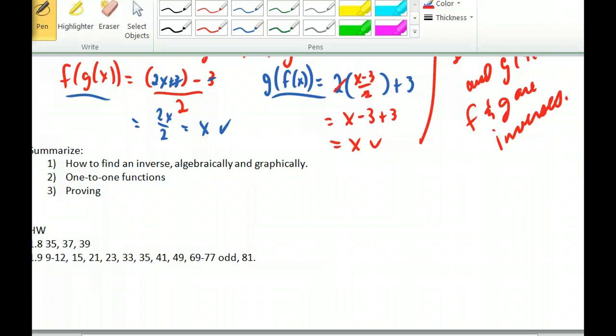Okay, now what you can do for yourself is summarize how to find an inverse. We want to do it algebraically and graphically. Remember that this we reflect over y equal to x. This one we switch x and y and solve for y. One-to-one functions. Well, that would be, if they're continuous functions, strictly increasing or strictly decreasing, and then you must prove.